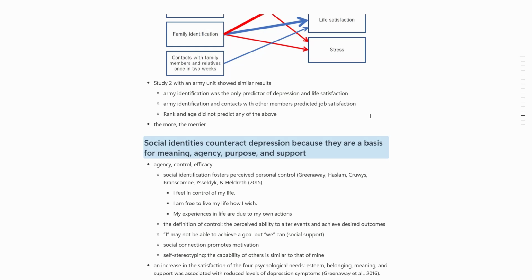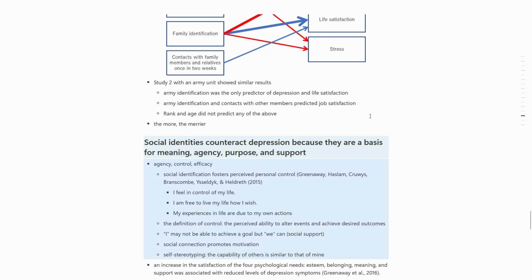And if you don't know what to do with your time, then your well-being will not be well off. So belonging to groups provides those resources. And in addition to that, belonging to groups or identifying with groups can provide agency and support. First, agency. Agency has been studied with different names like control or efficacy. And there is a study showing that social identification fosters perceived personal control, not only collective efficacy, but also perceived personal control. And the definition of control is a perceived ability to alter events and achieve desired outcomes.